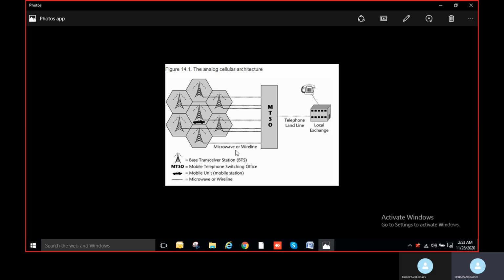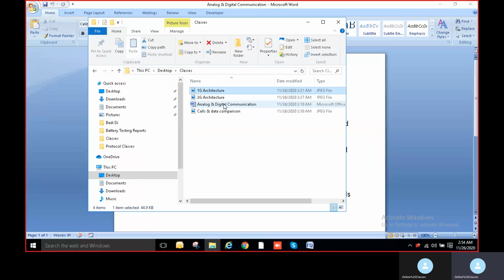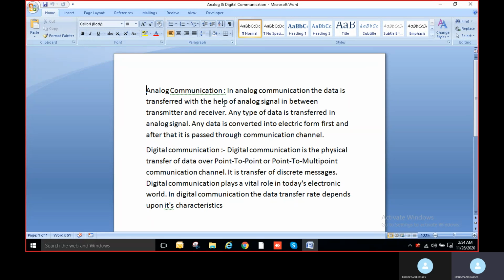For 2G, we will discuss in detail today. In the last video, I showed you how our call flow goes from mobile equipment. Without a SIM, it is mobile equipment, and with a SIM, it is a mobile station. Now, you may be aware that 2G works on digital communication. Digital communication is the physical transfer of data over a point to point or point to multi-point communication channel, which is also used by some internet service providers nowadays.